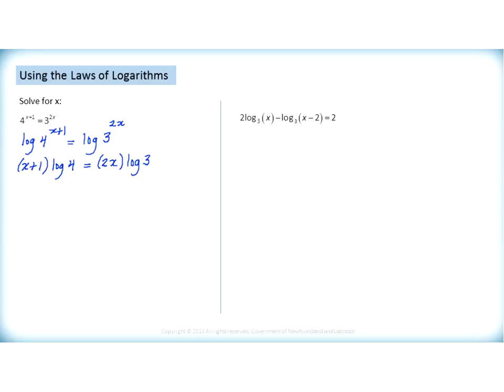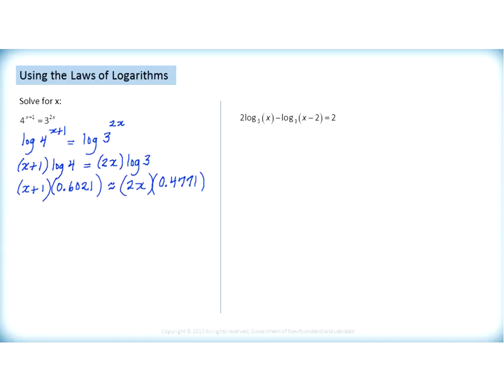You could use your calculator to evaluate these logs. So x plus 1 would be multiplied by the log of 4, and we remember to use 4 places after the decimal. So it's 0.6021, which is approximately equal to 2x multiplied by the log of 3. And on your calculator, the log of 3 is 0.4771. I'd just like to say here that it's important to use 4 places after the decimal, because the less rounding off you do, the more accurate your answer will be. So we use 4 places after the decimal.